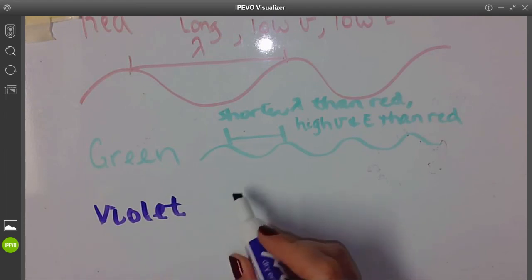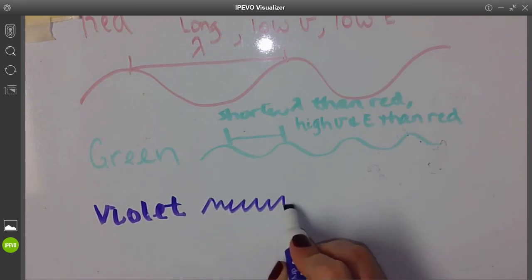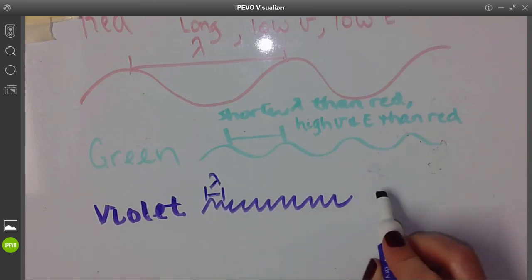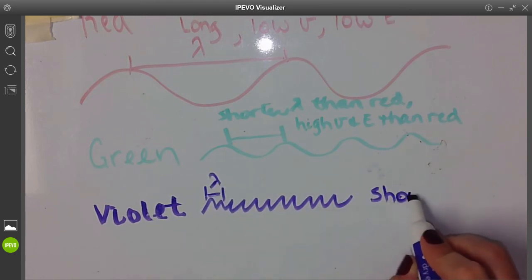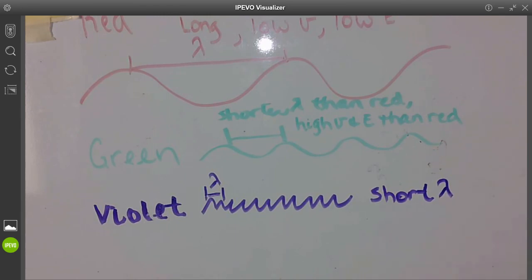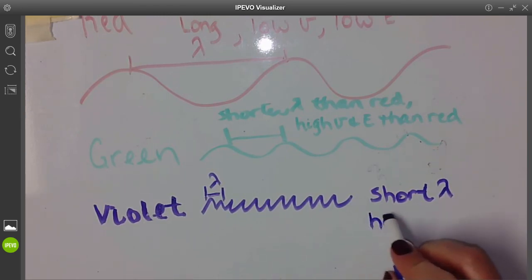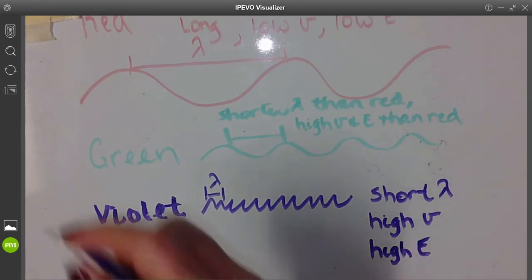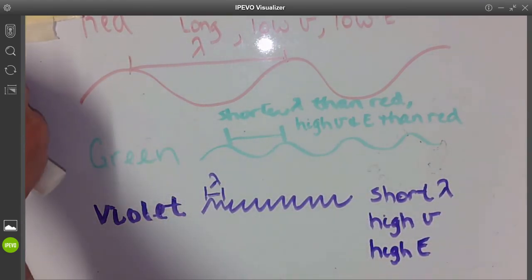So violet light has a really short wavelength. And wavelength and frequency are inversely related. So if I have a short wavelength, this is going to have a high frequency, and frequency and energy are directly related. So this would have a high energy also. And that's why it allows my material to fluoresce.